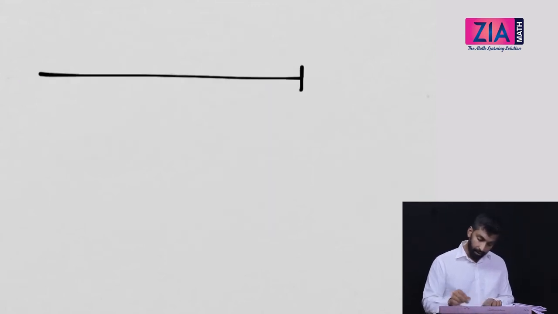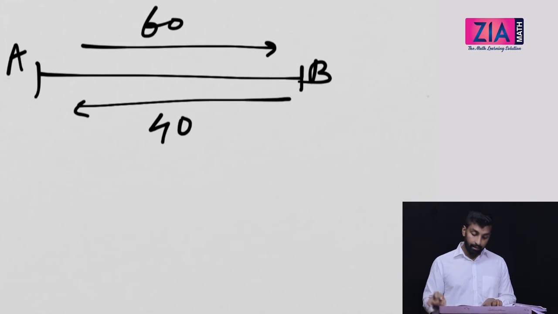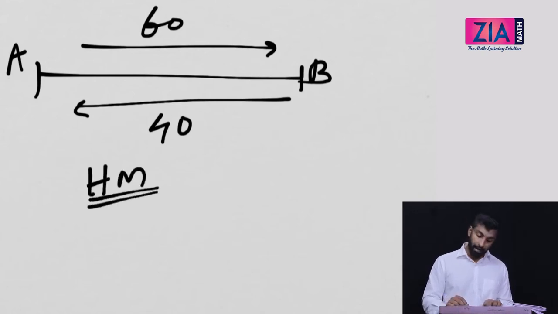See, you need to travel from A to B. You are traveling from A to B at 60 and you are coming back at 40. This is a different case. We don't know the time taken, right? Nothing is mentioned. The only thing we know is the distance is the same. So when the distance is the same, this is the harmonic mean. You need to find the harmonic mean. You cannot simply find the average.